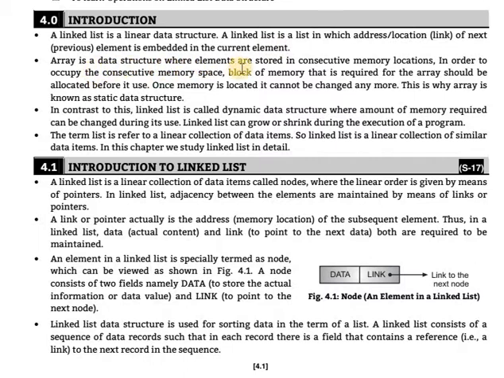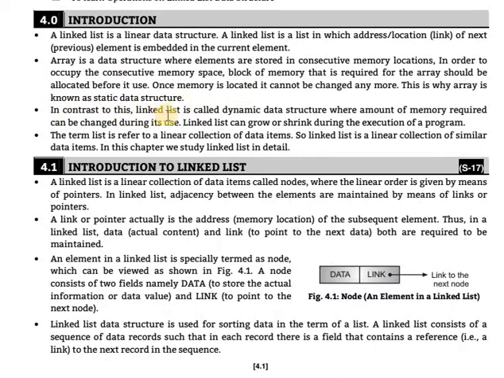An array is a data structure where elements are stored in consecutive memory locations. The block of memory that is required for the array should be allocated before it is used. Once memory is allocated, it cannot be changed anymore. This is why an array is known as a static data structure. Meaning, when memory is allocated for the array, after that, while running, no changes are possible. Before using the array, you allocate the memory, so it is said to be a static data structure.